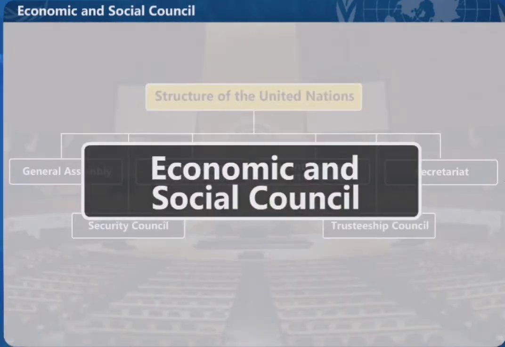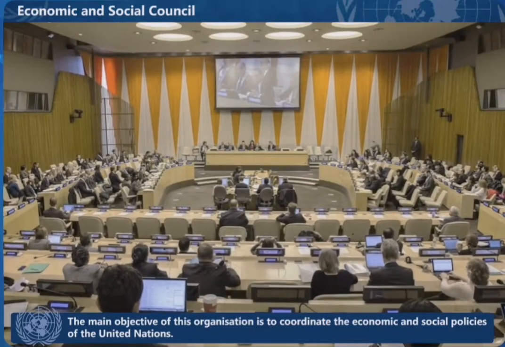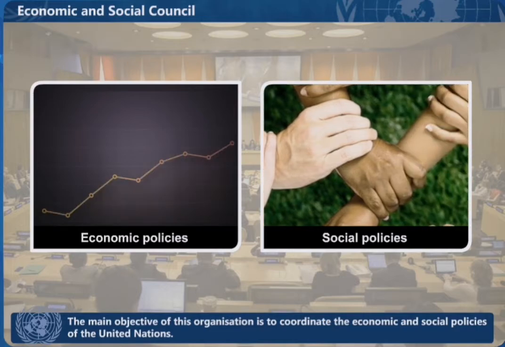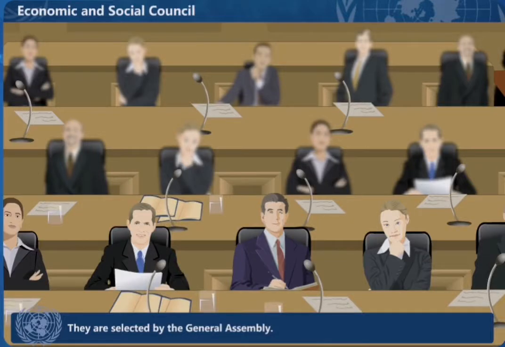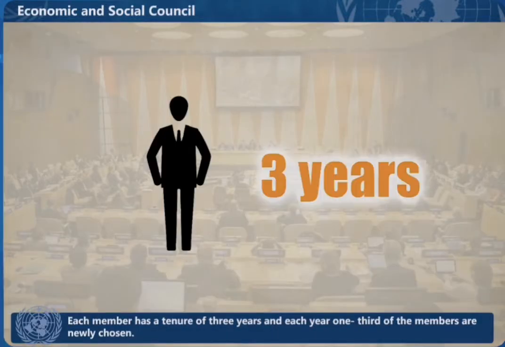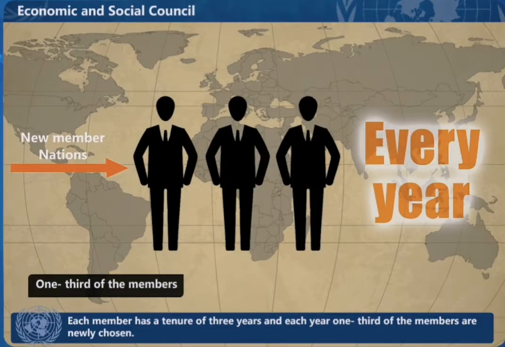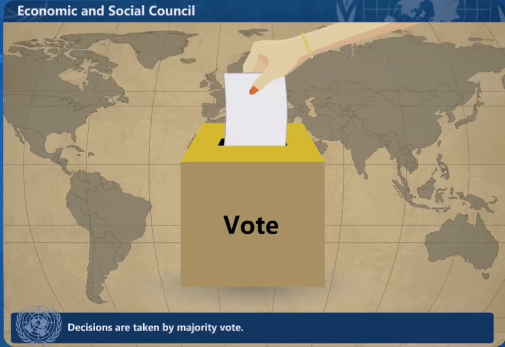Economic and Social Council. The main objective of this organization is to coordinate the economic and social policies of the United Nations. The Council has 54 members. They are selected by the General Assembly. Each member has a tenure of 3 years, and each year, 1/3 of the members are newly chosen. Decisions are taken by majority vote.